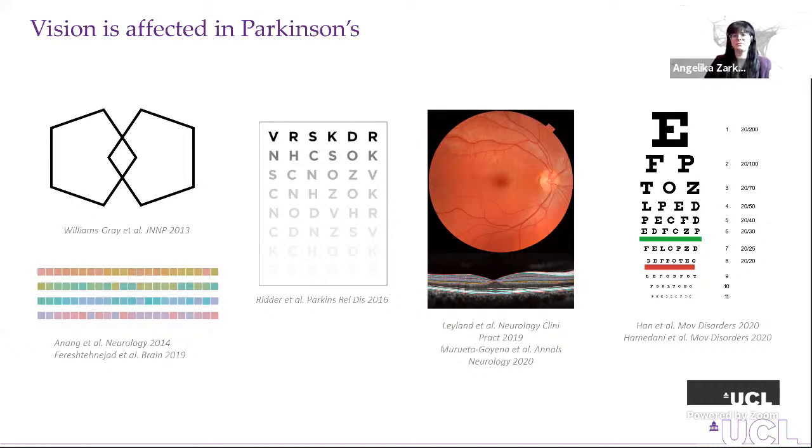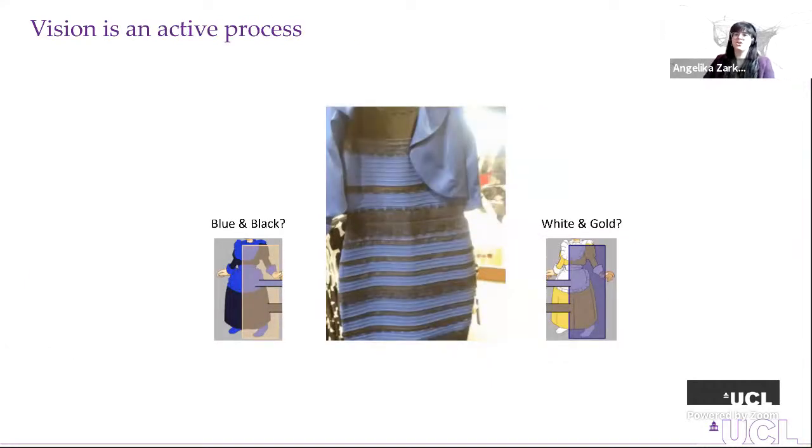But these visual changes alone do not really explain why some people with Parkinson's develop these very vivid, complex visual hallucinations. And that is because vision is not just a passive process where the brain just takes the signal traveling from our eyes and accepts it. It is a process where our brain is an active contributor, and that influences what is perceived at the end.